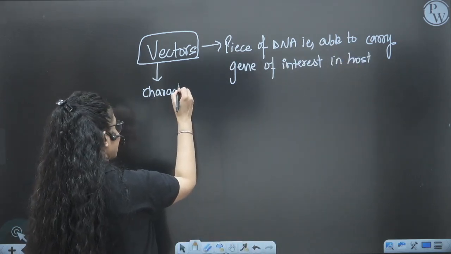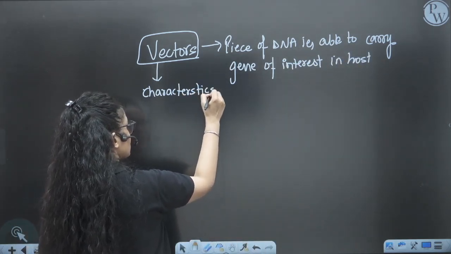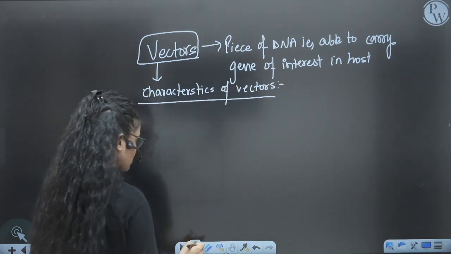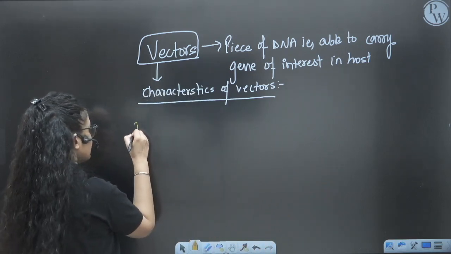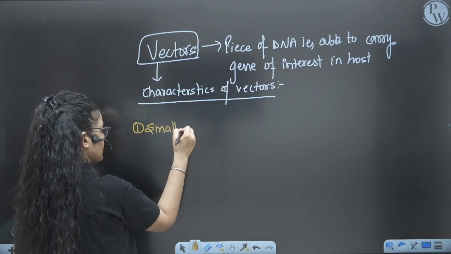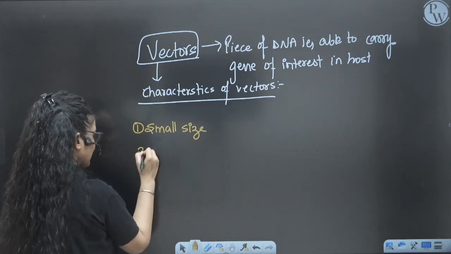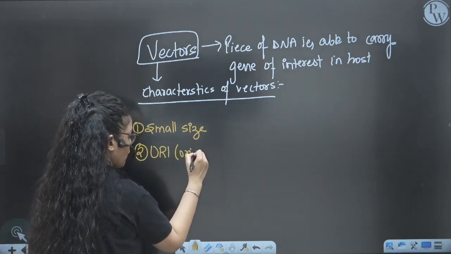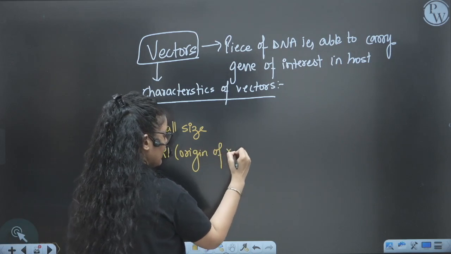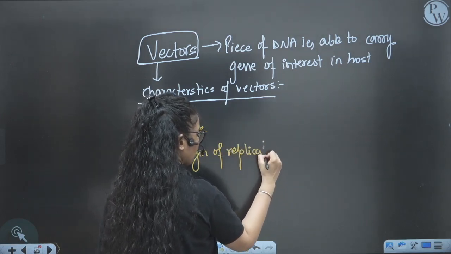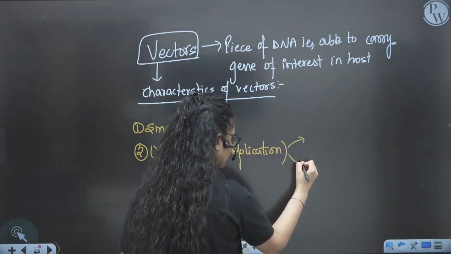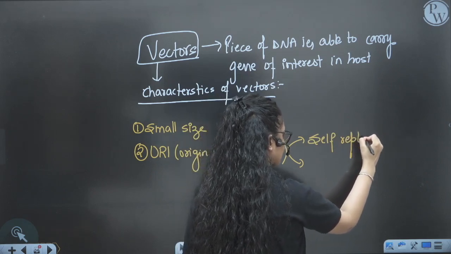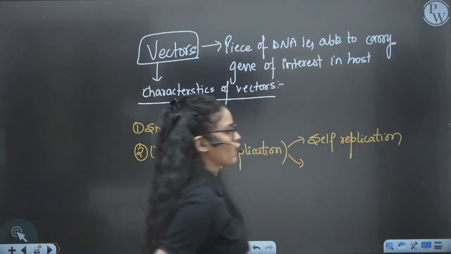What are the characteristics of an ideal vector? NEET question. You have to remember them. First, it should be small in size. Second, it should have an origin of replication. What is the purpose of the origin of replication? NEET question. It has two purposes. First, it helps in self-replication, meaning it can replicate inside the host by itself. It doesn't need anything else for its replication.